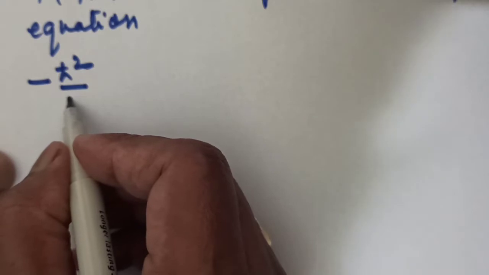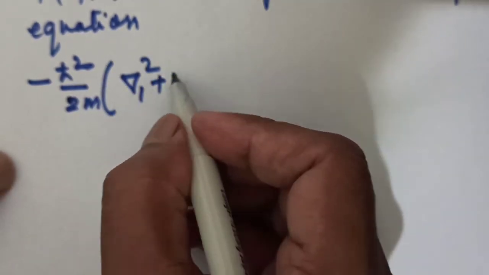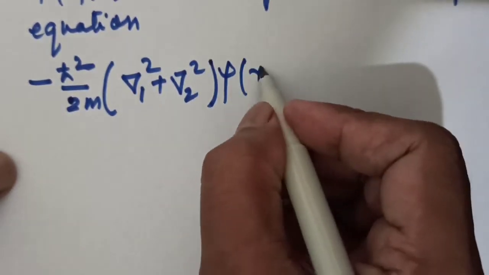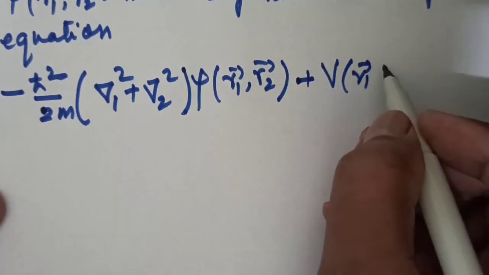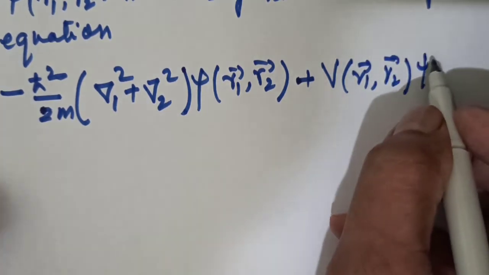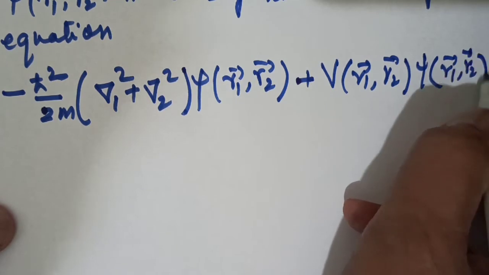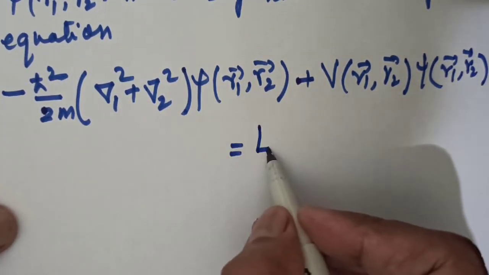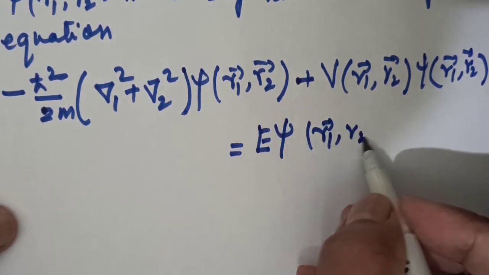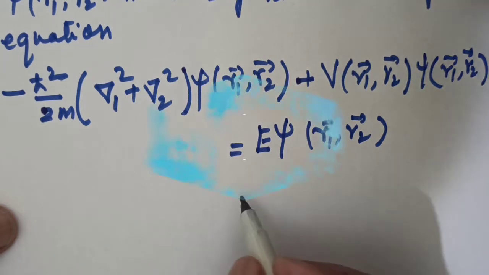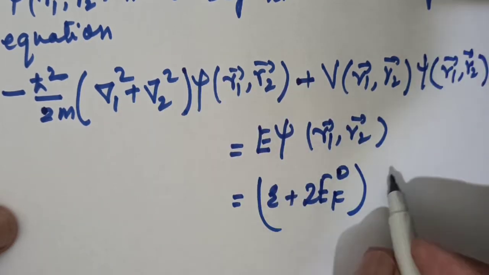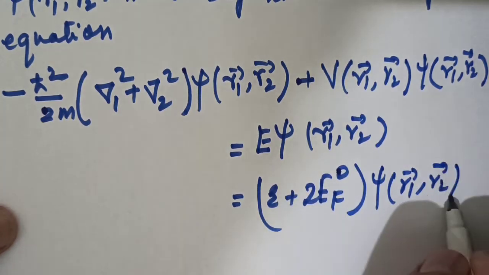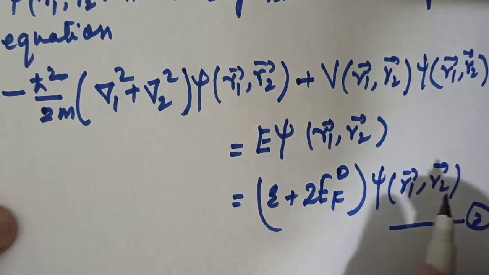I am writing down the Schrodinger equation: minus h cross squared by 2m times (del 1 squared plus del 2 squared) psi(r1, r2), plus V(r1, r2) psi(r1, r2), is equal to E psi(r1, r2), and this is equal to (small e plus 2 E_F0) psi(r1, r2). So this I give equation number 2.